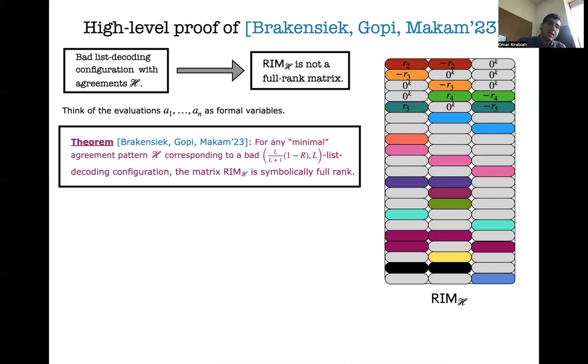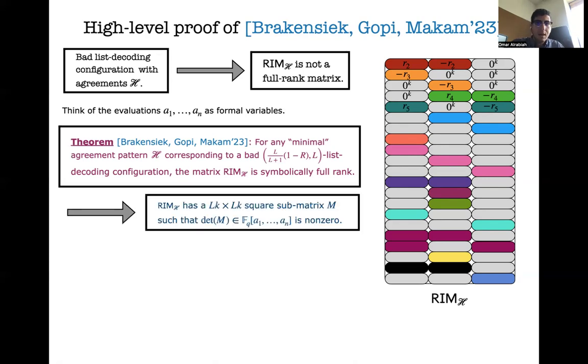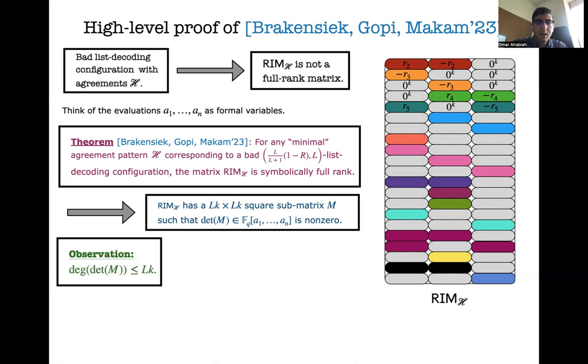So what does that mean? It means that if you think of the evaluations as formal variables, then this RIM matrix is full rank over the field that these αi generate. So that's a mouthful. What am I trying to say in short? It means that if you take the RIM matrix, there's an LK by LK submatrix in it whose determinant has a good chance of being nonzero.